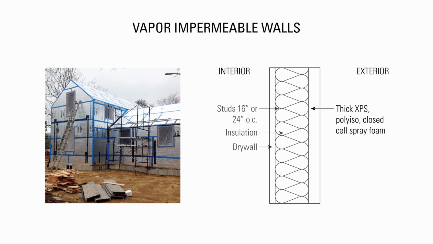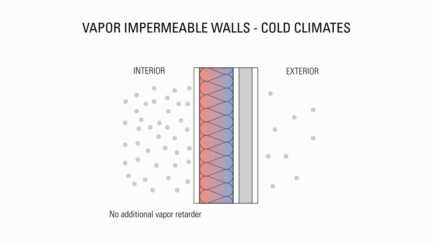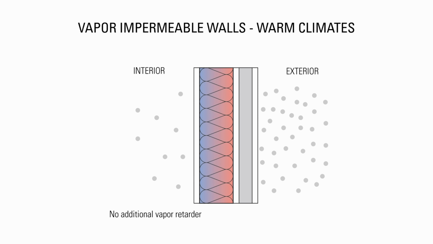Another scenario is the use of vapor impermeable insulation like thick XPS, polyiso, or closed cell spray foam on the exterior of a building. In cold climates, you must not use an additional vapor barrier on the inside. This wall relies on vapor drying towards the interior. It's a more sensitive wall. However, in warm climates, this system works well since it restricts the movement of vapor from the outside to the inside.